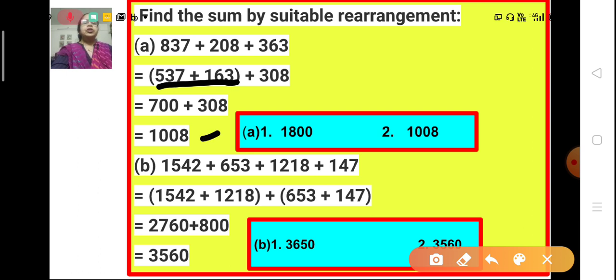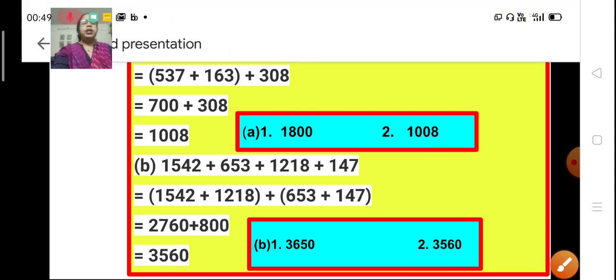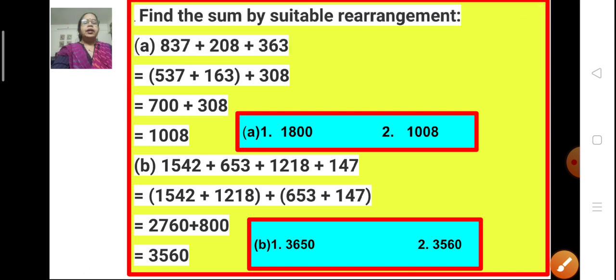Here are the options, you have to choose the correct option. Which is the first right option? This one. Similarly, second question B also, 4 numbers are there, you can arrange them suitably and find the answer very easily.